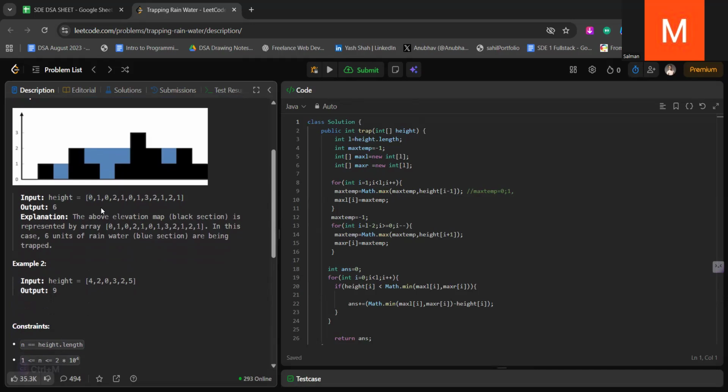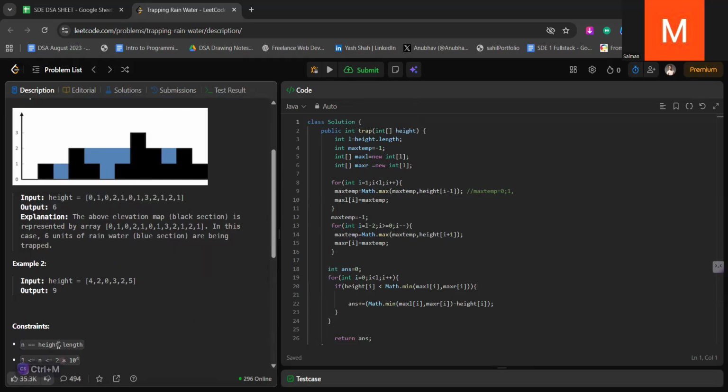Height of zeroth element is 0, right? And height of first element is 1. Second element is 0. I can see here that there is no black box present. So since we can see that this 0 has a boundary on the left side, which is 1, and a boundary on the right side, which is 2, right? So this can store water. And how much will it store? It will store something like the minimum of both of these.